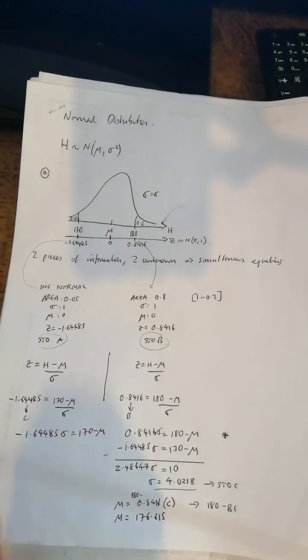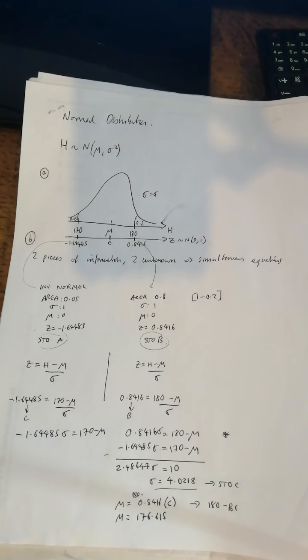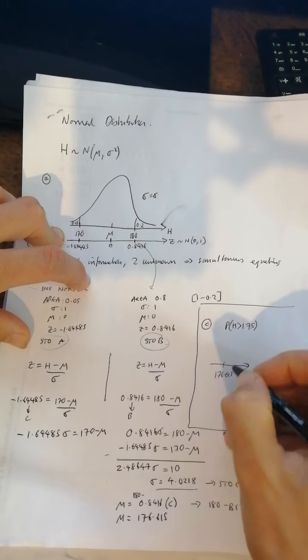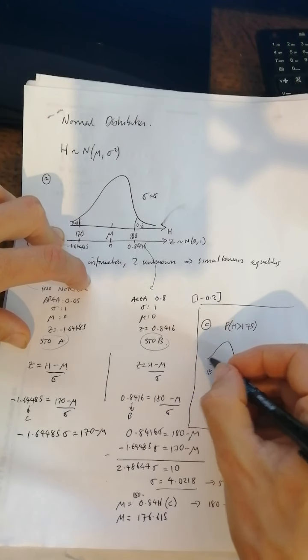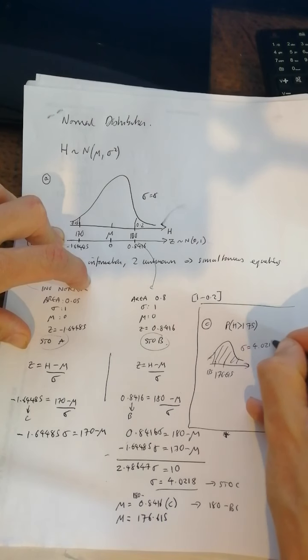What's part C? 3 men are selected at random. Find the probability they are all taller than 175. So what's the probability that one of them is taller than 175? The probability that H is taller than 175. Well, we know the mean is 176.615, and we know sigma is equal to 4.0218.